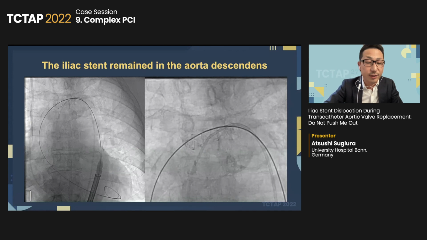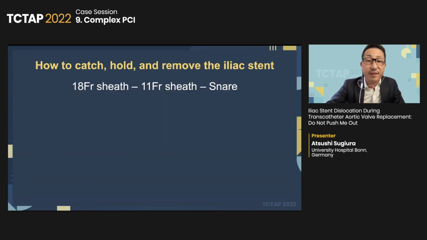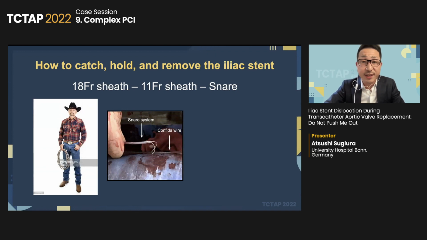distal aortic arch. So what we did was we put an 18 French sheath in, but the sheath was just 30 centimeters long, so it was able to reach just above the aortic bifurcation. So we additionally introduced an 11 French sheath, which was 75 centimeters in length, and therefore we introduced a snare system. So it was like a mother-child technique in PCI.